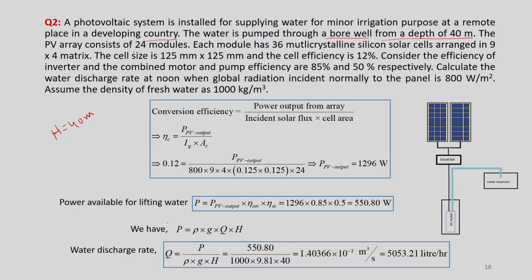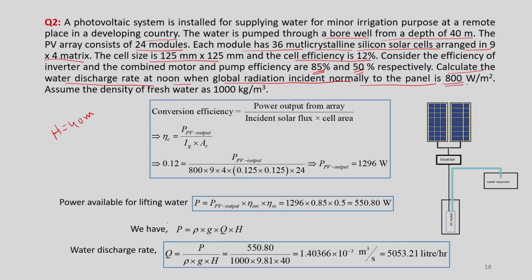The PV array consists of 24 modules, and each module has 36 multicrystalline silicon solar cells arranged in a 9 by 4 matrix. The cell size is given as 125 mm by 125 mm and the cell efficiency is 12%. The inverter efficiency and the motor and pump efficiency, which is submerged under water, are given as 85% and 50% respectively.